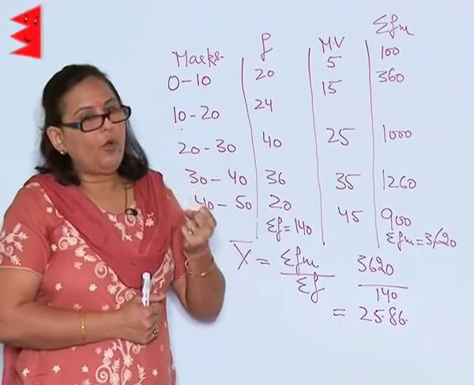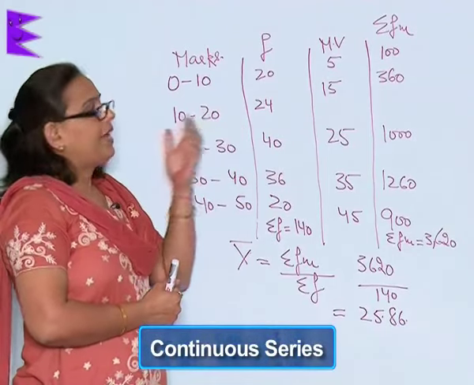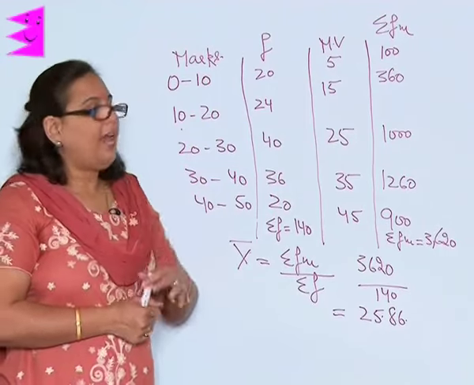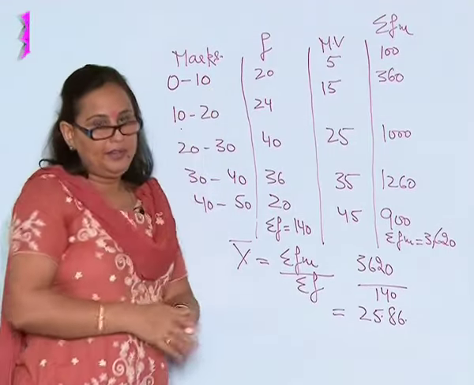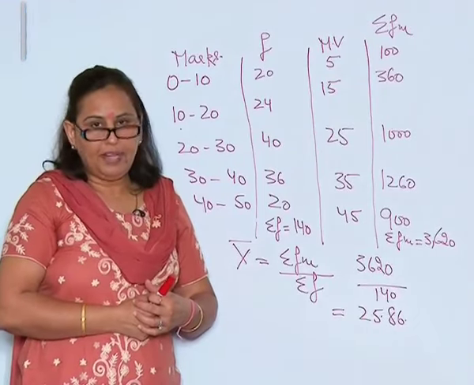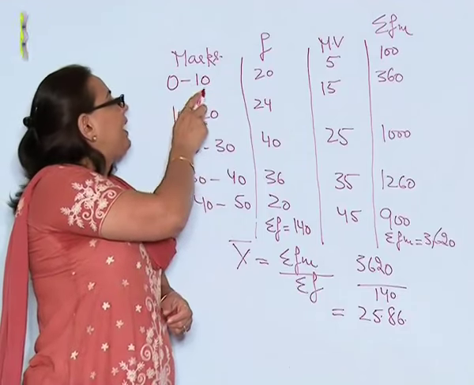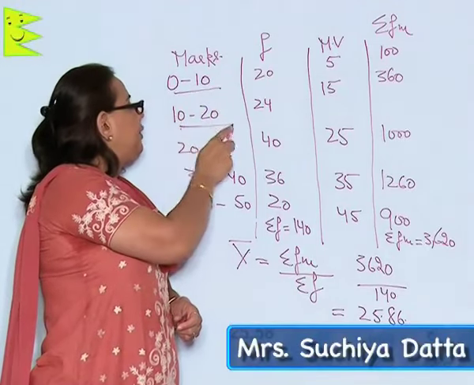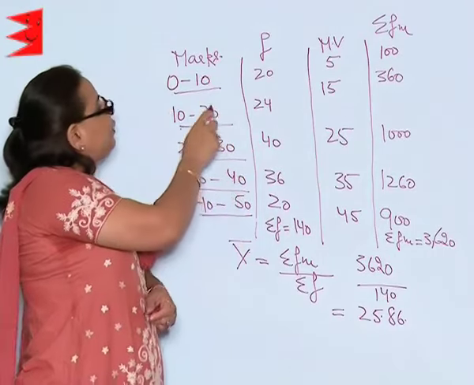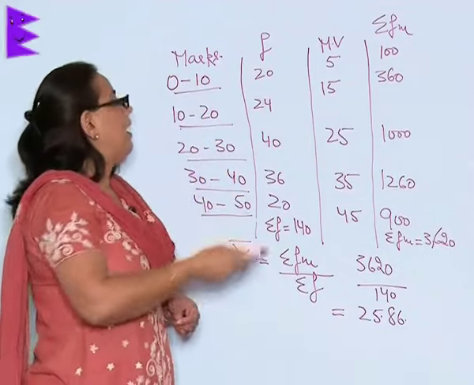Now let me talk of the third kind of mean, and that is what we call the continuous series. In this we do not have the exact marks scored by the students, but we have them in ranges, and here the series which we have picked up is of 10. So here it is the class interval of 10: 0 to 10, 10 to 20, 20 to 30, 30 to 40 and 40 to 50. So in this range, the number of students who have got the marks.